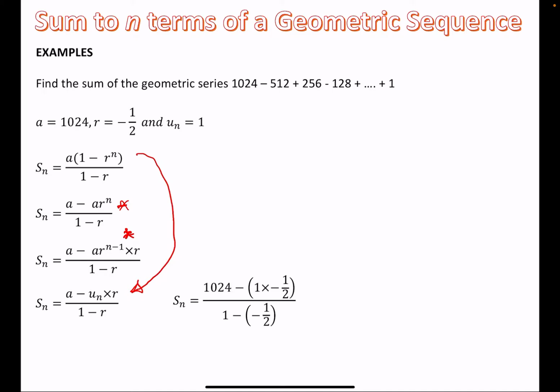I'm not saying this situation is going to come up a lot, but when it does, you can't use the logs basically, because it's going to be a log of a negative, which we can't do. So nonetheless, when we work all that through and shove the numbers in, we get the sum of those terms is 683. Right.